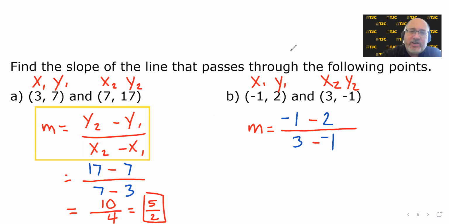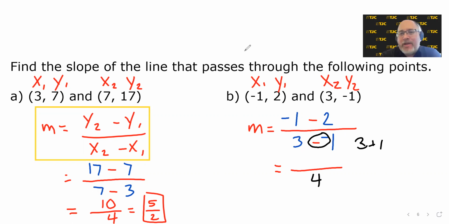Now, naturally, when you stick negatives inside of a subtraction problem, there is a possibility of coming up with a double negative, like on the bottom. On the bottom, we have a 3 minus a -1, but that becomes a 3 plus 1. And of course, 3 plus 1 is just 4. Now, on the top, we have -1 minus 2. Well, when you're combining two negative numbers, you just get a bigger negative number. -1 minus 2 is -3. This fraction can't be reduced, and so our slope is -3/4.